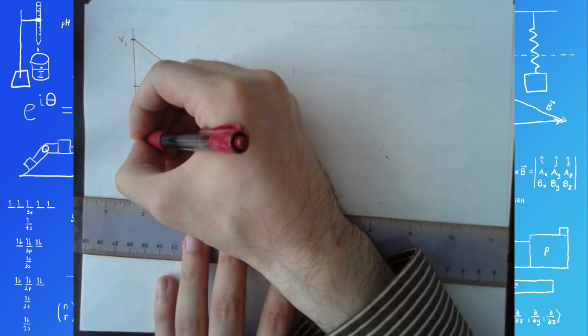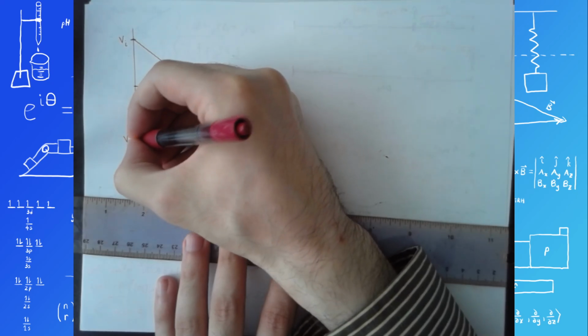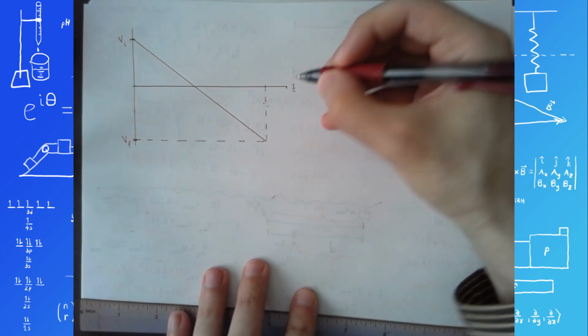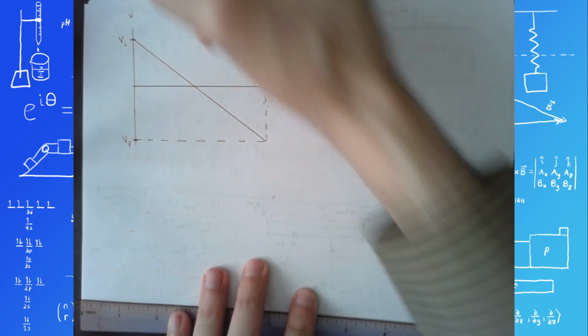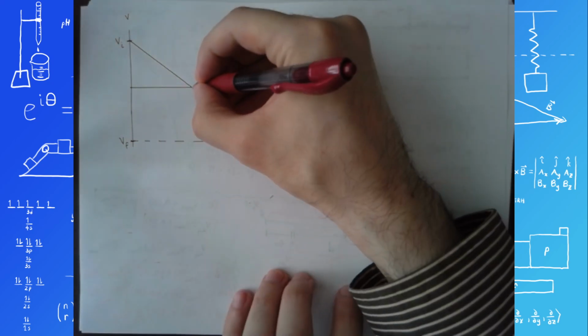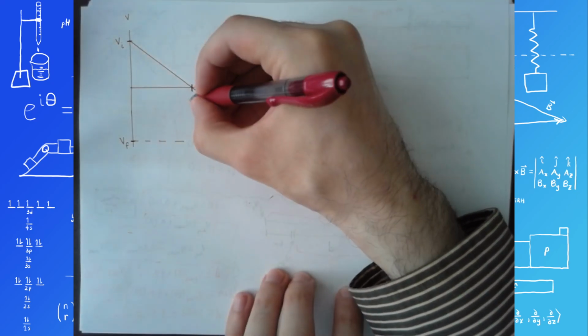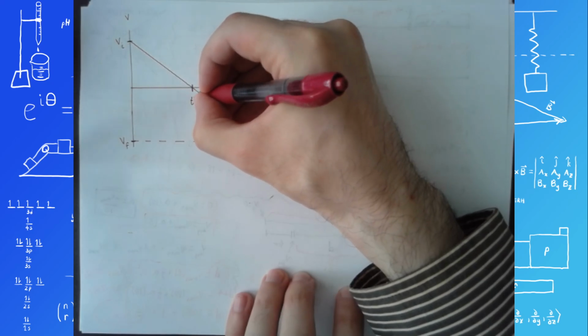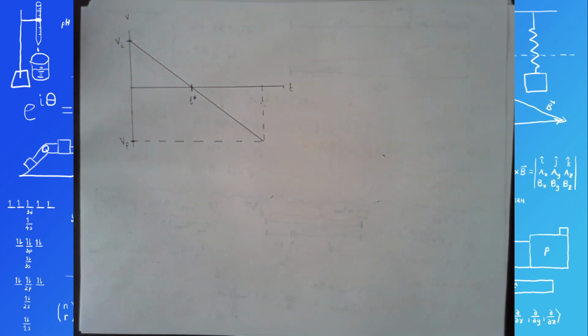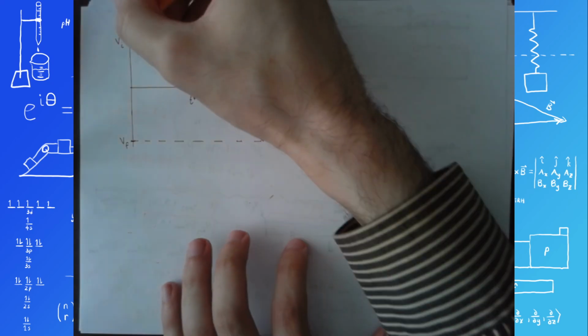We have a V final over here, some negative value. That's going to be our time axis, that's going to be our velocity axis. And we've got two areas to work with. And then there's a time over here where the velocity reaches 0. I'm going to call that t star.